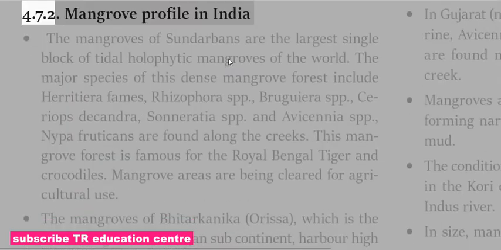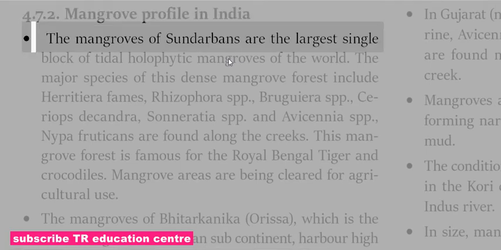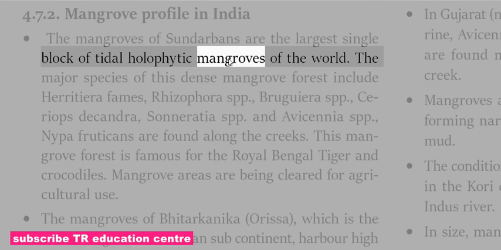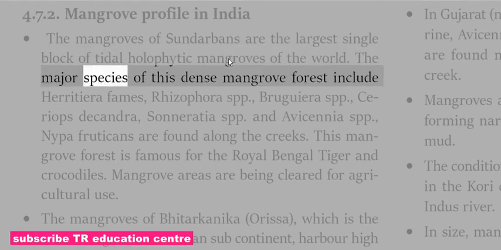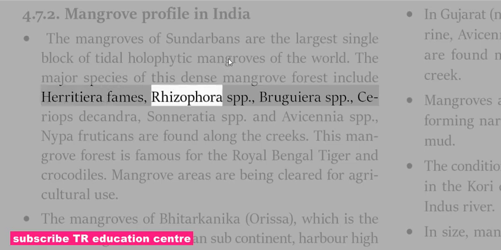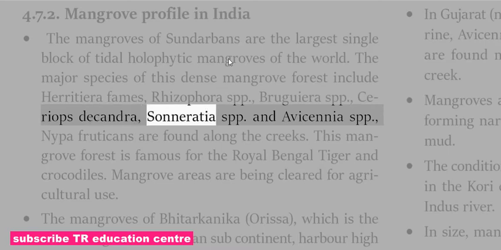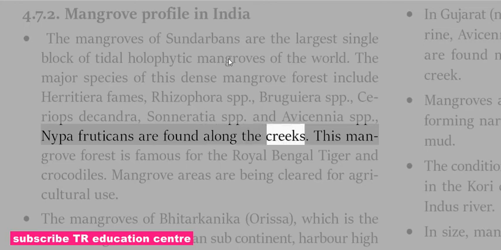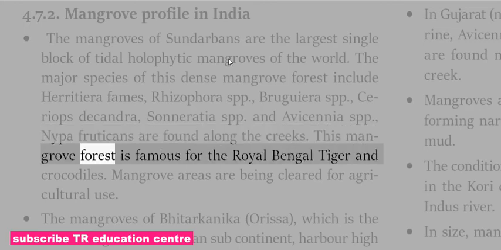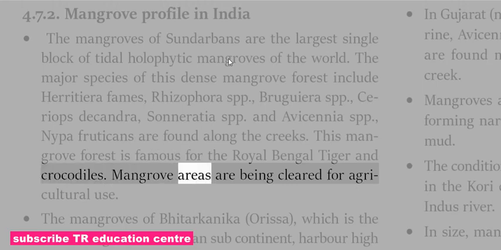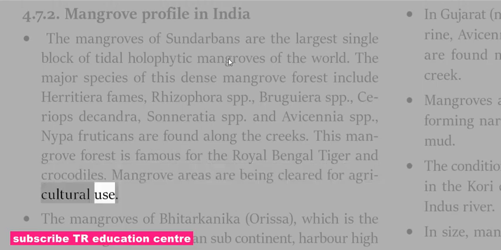Mangrove profile in India. The mangroves of Sundarbans are the largest single block of tidal halophytic mangroves of the world. The major species of this dense mangrove forest include Heritiera fomes, Rhizophora spp, Bruguiera spp, Ceriops decandra, Sonneratia spp and Avicennia spp. Nypa fruticans are found along the creeks. This mangrove forest is famous for the Royal Bengal tiger and crocodiles.